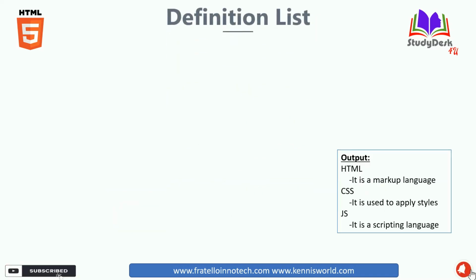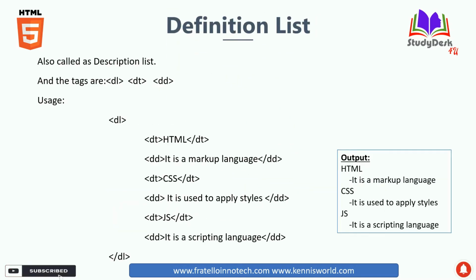Now the last one is definition list. We can call this a data description list also. And we have three types of tags in this: DL, DT, DD. DL stands for data list or description list or definition list. DT stands for data term, and finally DD for data definition. So these three tags are what we are going to use in this kind of list format.